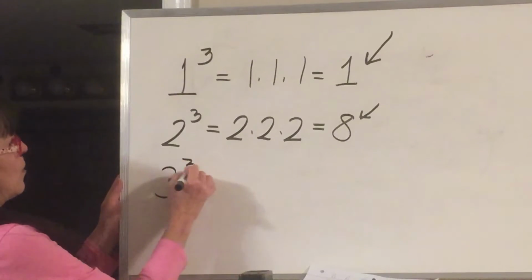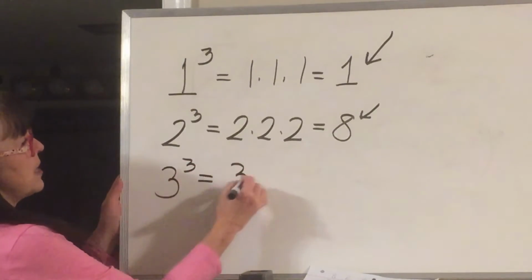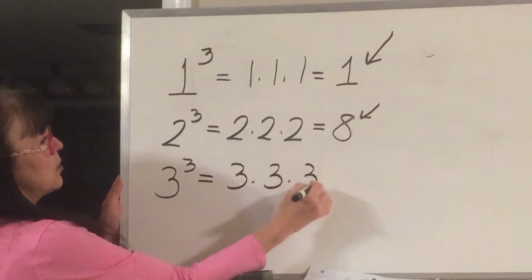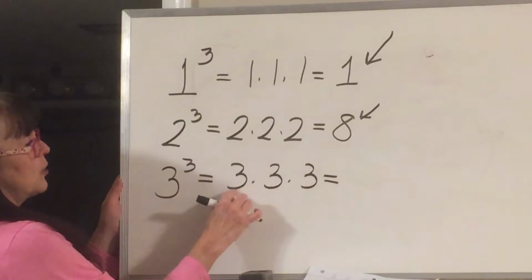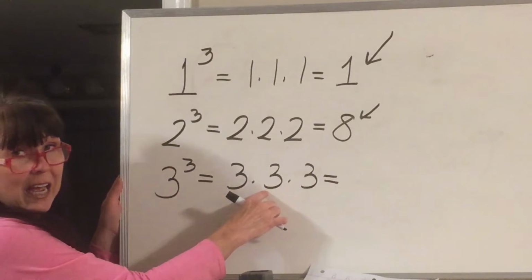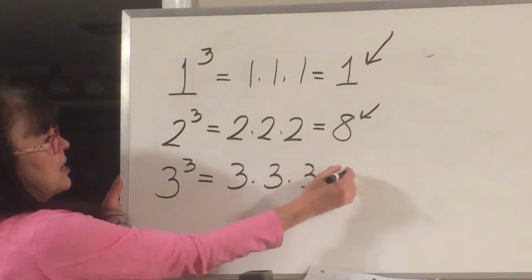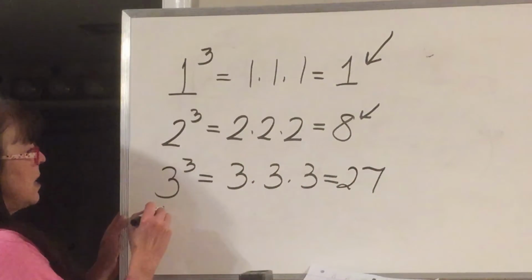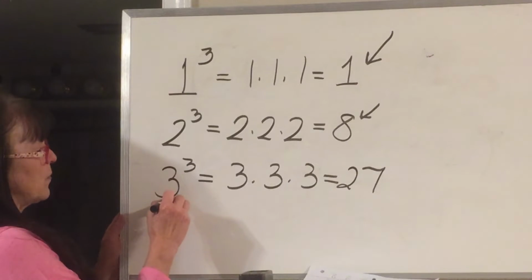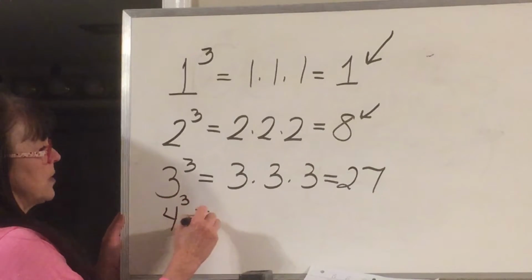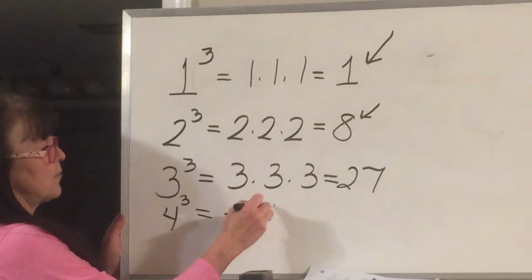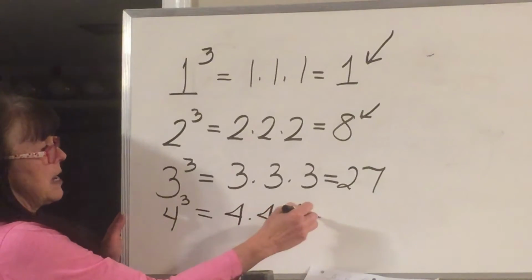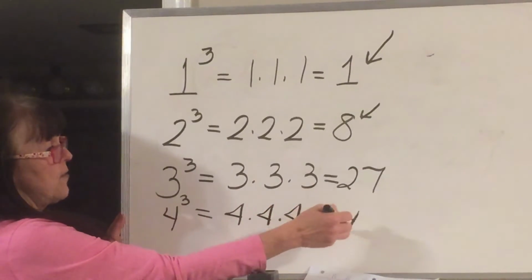3 to the third power is 3 times 3 times 3, which is 3 times 3 is 9. 9 times 3 is 27. Let's keep going. 4 to the third power is 4 times 4 times 4, and that gets you to 64.